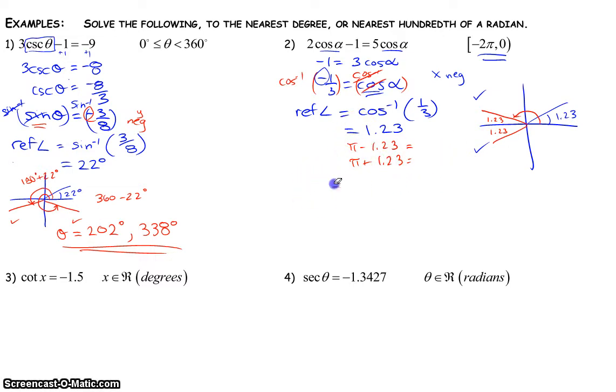Oh, not theta this time. What is it? It is alpha. So alpha would equal whatever those two answers are. Okay, let's get those. Pause your video.